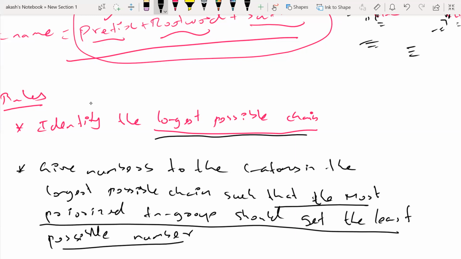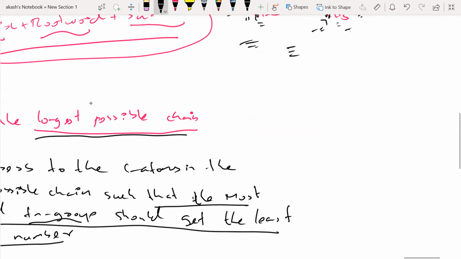So you cannot randomly number it. You must keep in mind that the highest prioritized functional group, I'll tell you what I mean by priority. Functional group, we know what is functional group, right? If you have more than one functional group, or only one functional group, you have to make sure that whichever carbon atom has the functional group should get the lowest possible number, least possible number. Let me give you some examples.